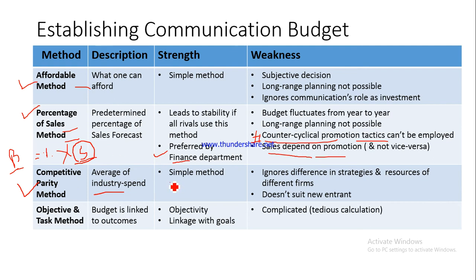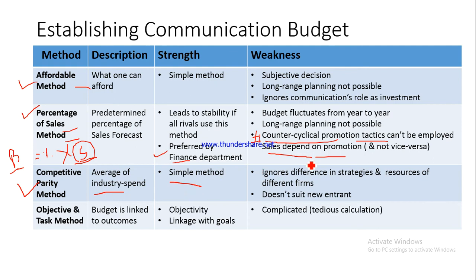The advantage is, again, this is a simple method. You simply have to find out how much the other rivals in the market are spending. You simply have to do an average, and then that would be the amount that you will have to spend for your communication campaign. However, there are certain weaknesses in this particular method.